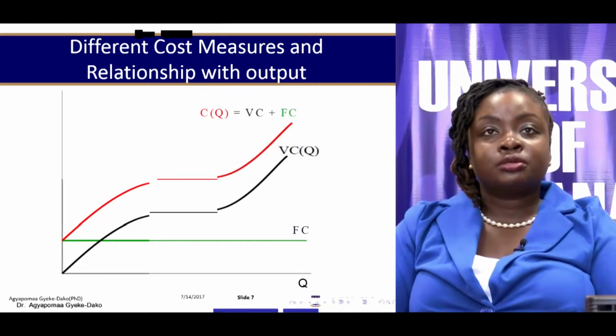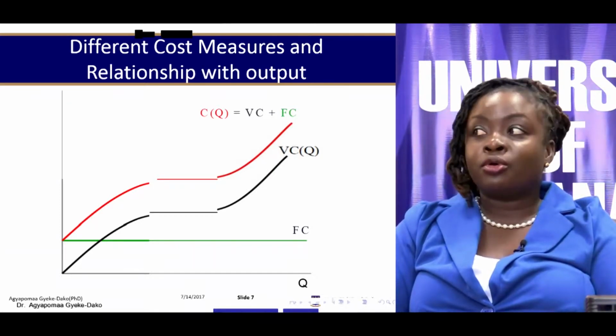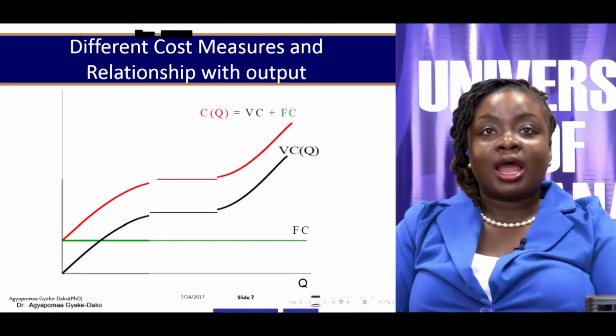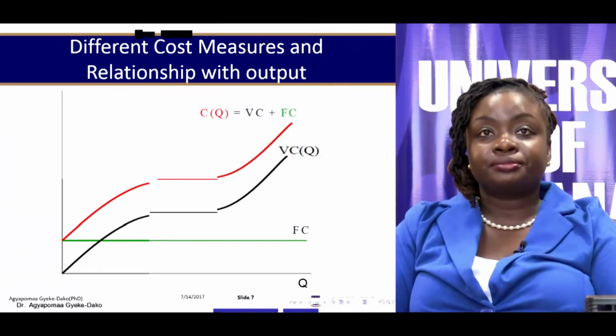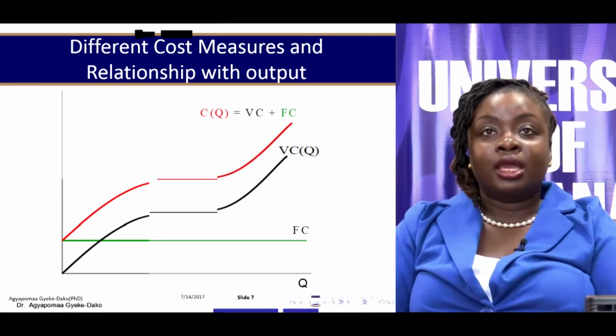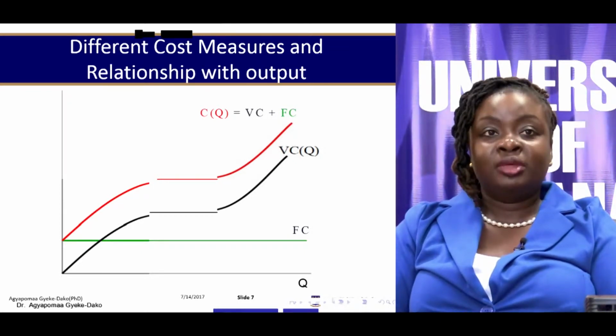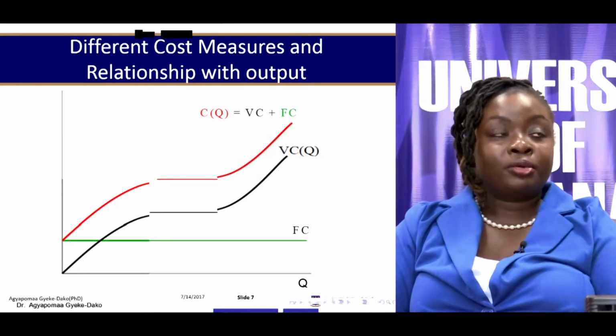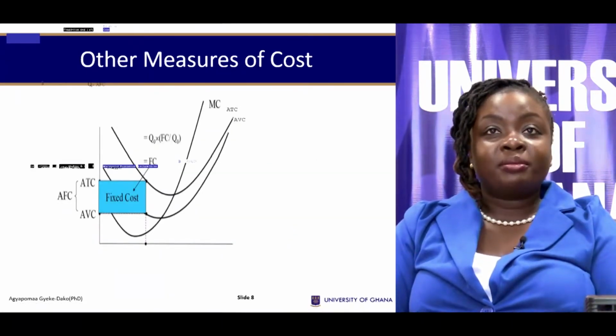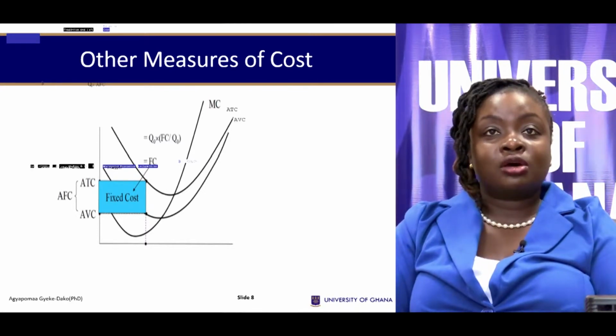Because total cost is a combination of variable cost and fixed cost, we see that our total cost is increasing as our output is increasing, coming from the variable cost element. And obviously it's not starting from the origin because of the fixed cost component. We have other measures of cost like the average total cost, the average variable cost and the marginal cost. And you can see here that they are U-shaped.